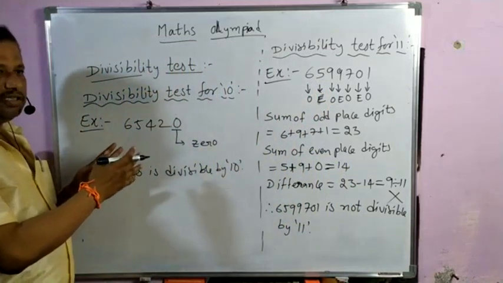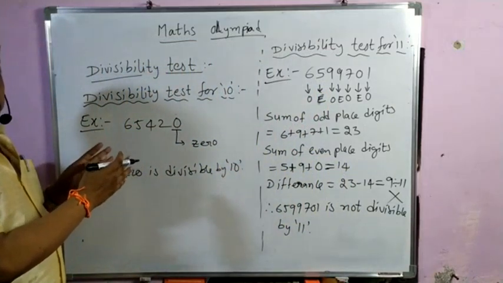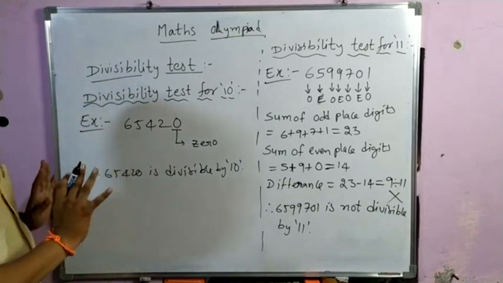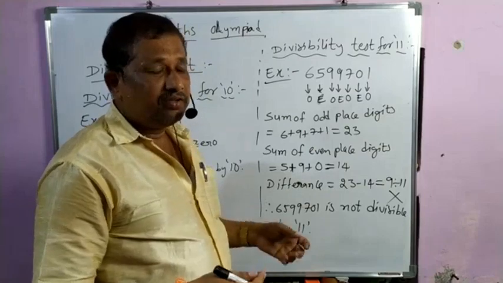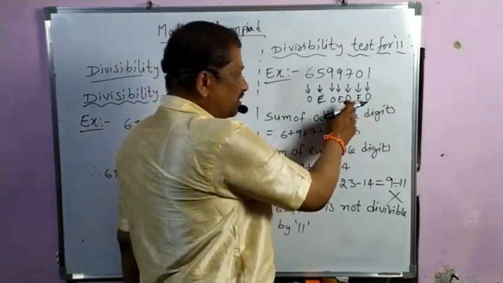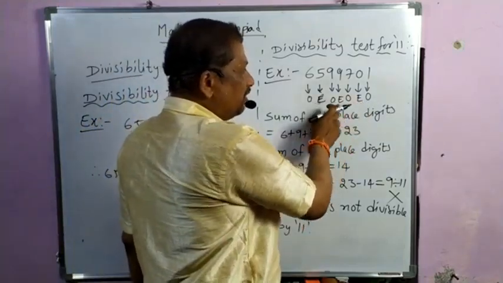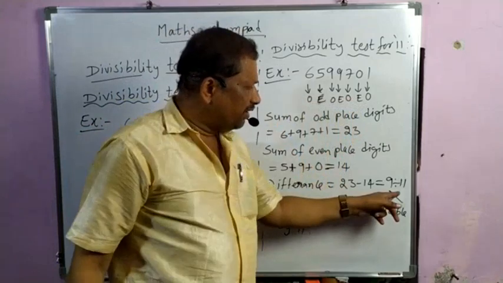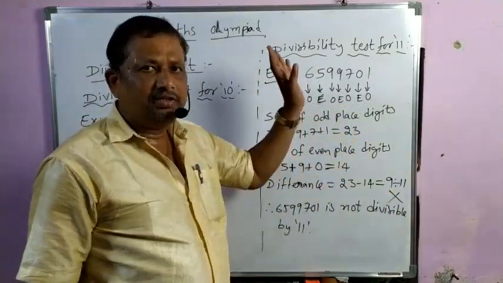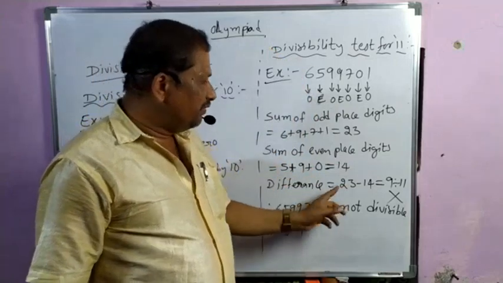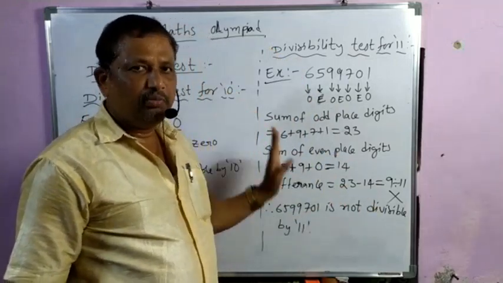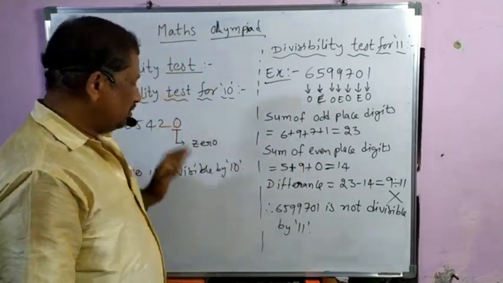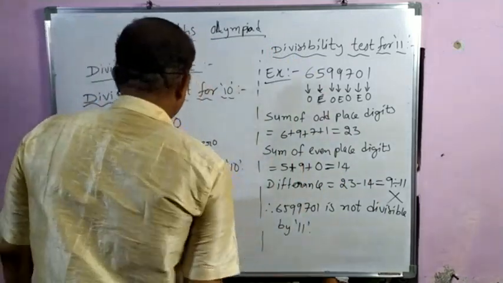So this is the divisibility test for 10. If the unit place of the number is 0, then it is divisible by 10. For 11, if the difference of the sum of the odd place digits and the sum of the even place digits is divisible by 11, then it is divisible by 11. Otherwise, it is not divisible by 11. If the difference is 0, then also it is divisible by 11. Clear? 0 is also a multiple of 11. Clear? So next, divisibility test.